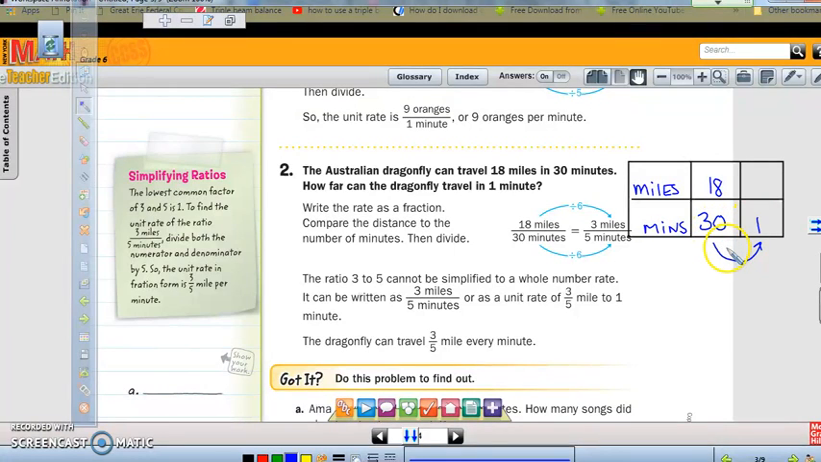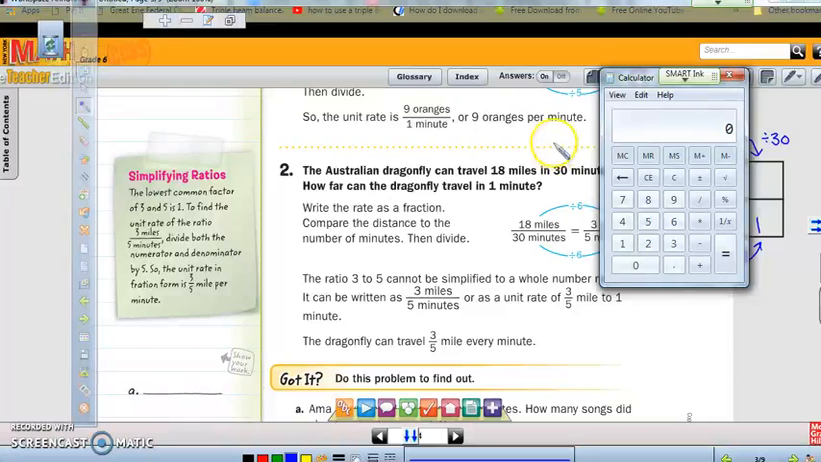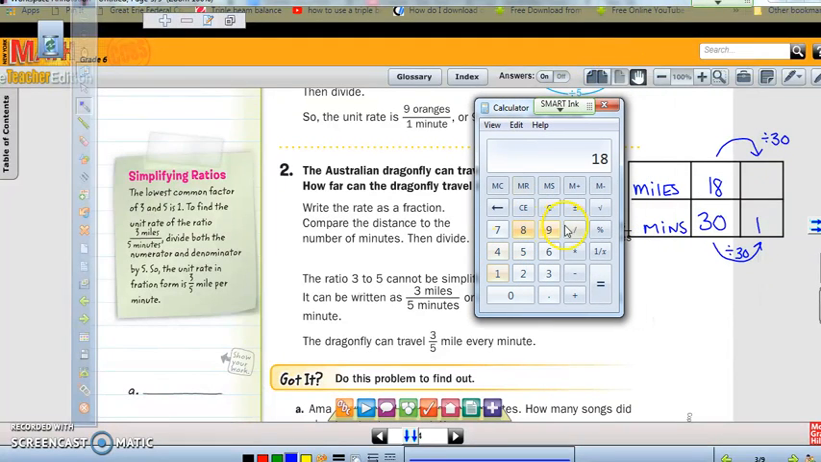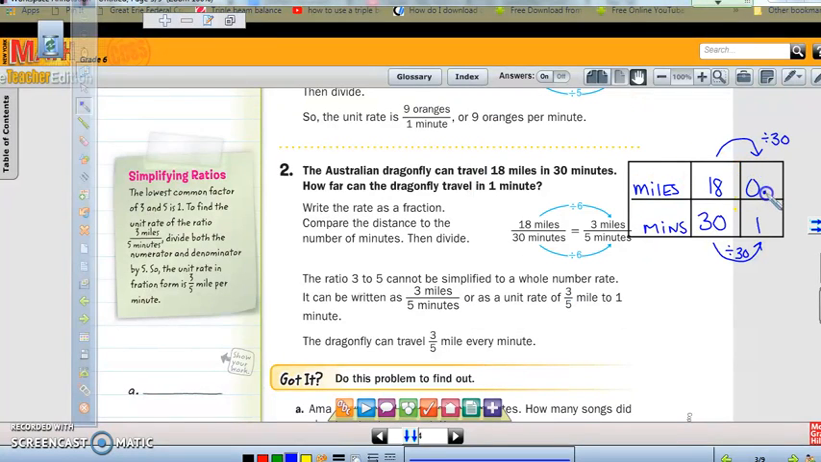So how do I go from 30 down to 1? Divide by 30. 18 divided by 30. So I'm going to get my calculator, type in 18 divided by 30, and it gives me 0.6. So 0.6 is my answer. And again, they wrote it as a fraction. I want us to write it as a decimal. And we're going to do our secret letters today. So our secret letter is an F.